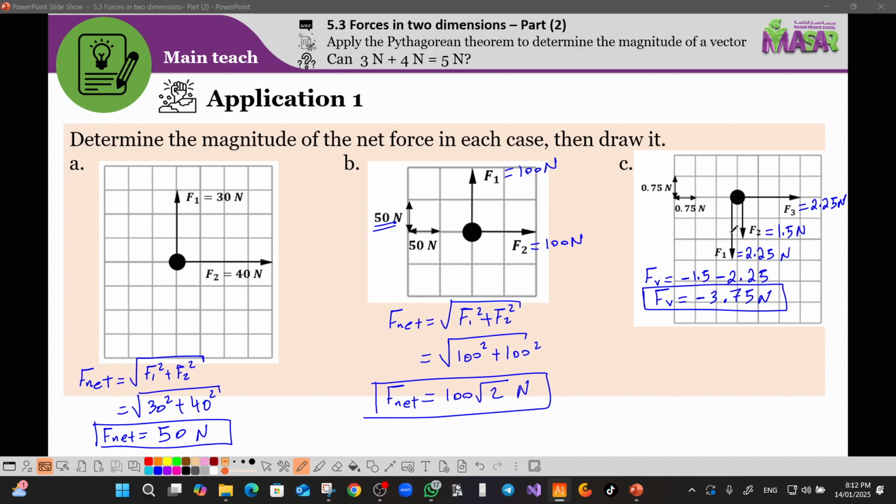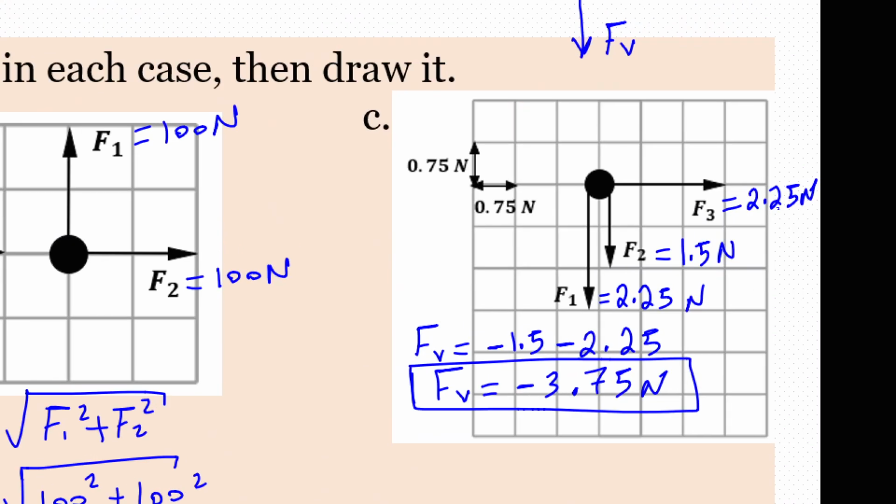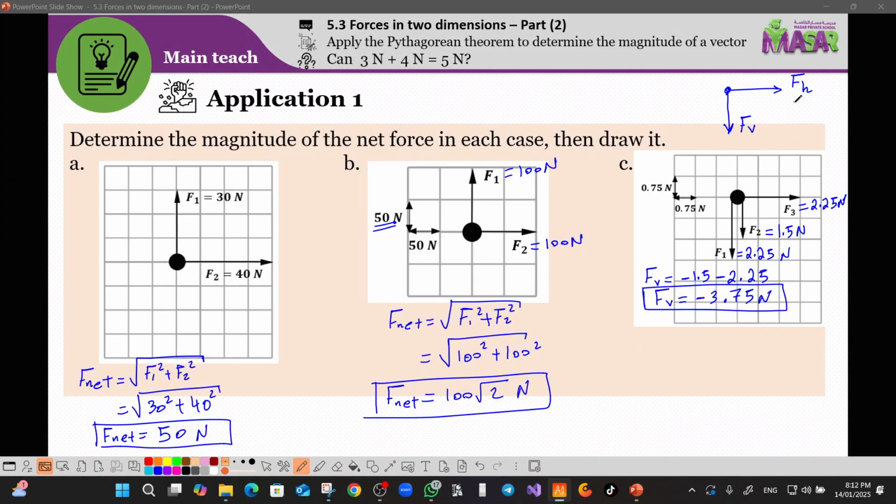Now, let me redraw the sketch to include the Fv. And what about the Fh? Fh is the horizontal force, which represents all the forces, or the net force, acting along the horizontal direction. However, here along the horizontal direction we have only one force, which is 2.25 Newton and is pointed to the right. This is why Fh represents F3, so Fh is equal to 2.25 Newton.